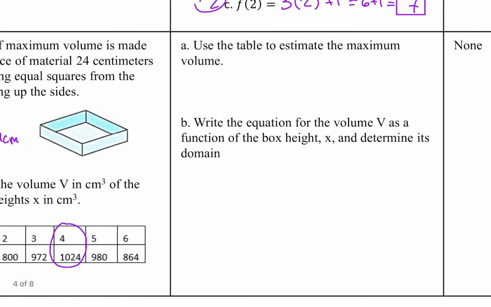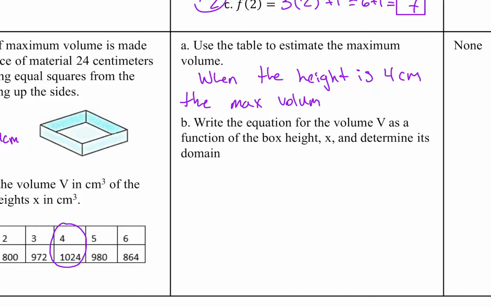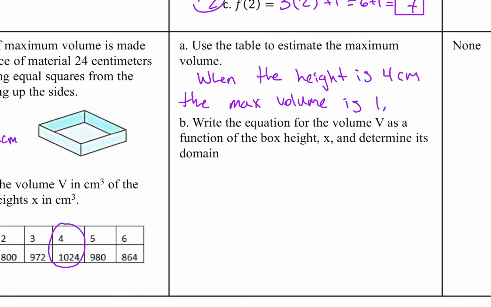So what I can estimate is when the height is 4 centimeters, the max volume is 1,024 centimeters cubed. So that's what's happening. We know that 4 centimeters tall would be the best height if we want to have the biggest box possible. There you go. That looks better.